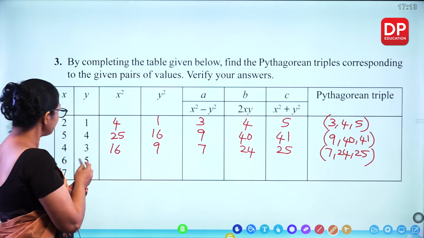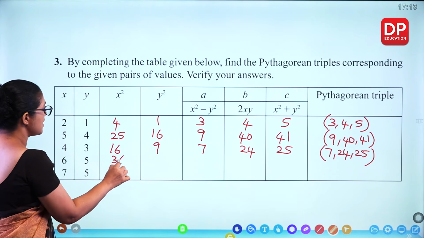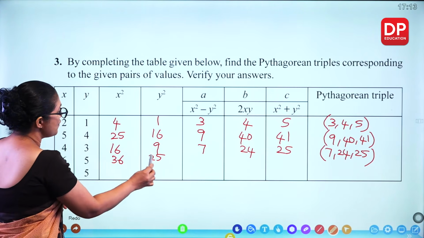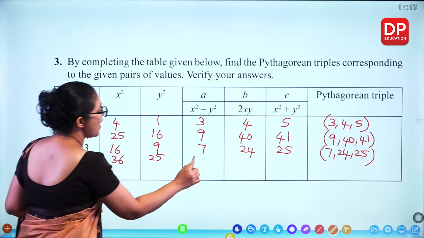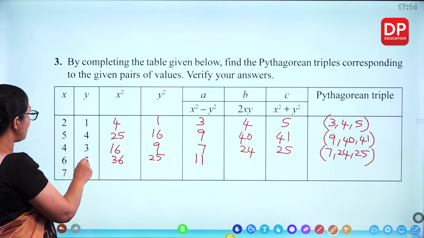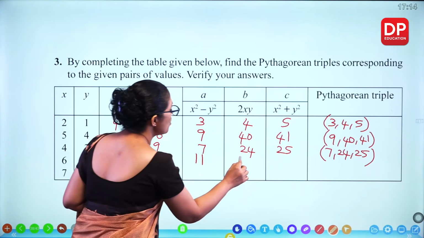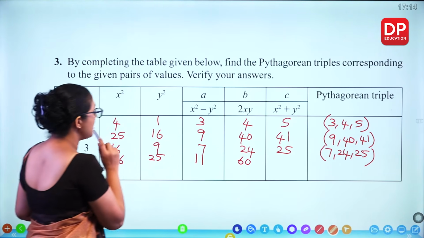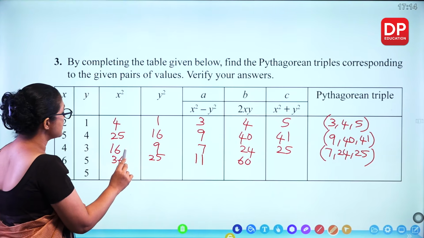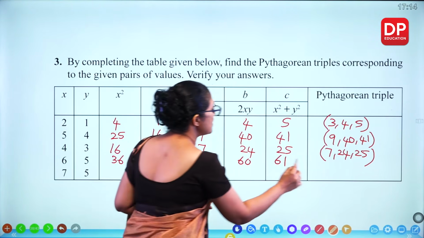This one, 6 and 5. 6 squared, 36. 5 squared, 25. Now take the difference. When you subtract, you get 11. Then double of these two, 6 times 5, 30. 30 times 2, 60. Then add these two, you are getting 61.